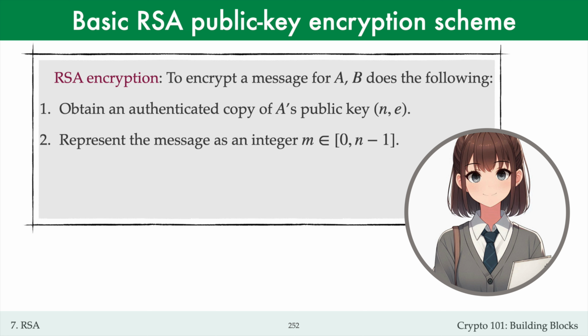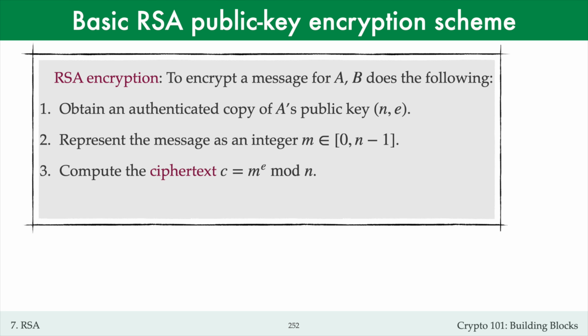So, if m were an AES symmetric key, m would be 128, 192, or 256 bits in length, whereas in practice, the RSA modulus n is usually at least 2048 bits in length. So such m are less than n. Bob then computes the ciphertext c as m to the power e modulo n. Bob can do this efficiently by the repeated square and multiply algorithm. Note that c is an integer in the interval between 0 and n minus 1. Finally, Bob sends c to Alice.